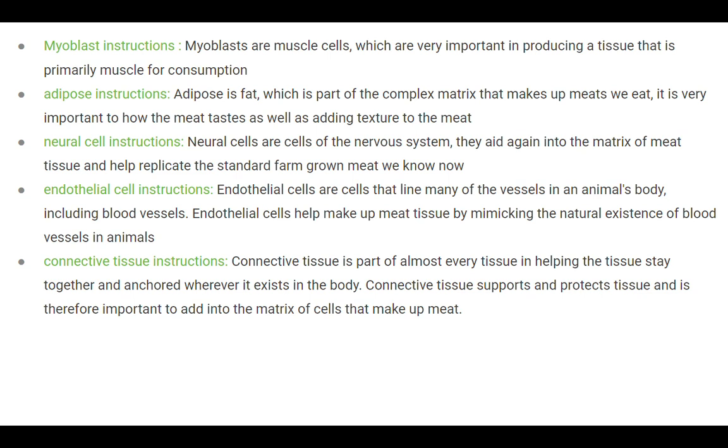The last correct answer in this activity was connective tissue instructions. Connective tissue is part of almost every tissue, and as kind of the basement foundation, it helps tissue stay together and anchored wherever it exists in the body. Connective tissue supports and protects tissue and is therefore very important to add into the matrix of cells that make up meat. So this is another one that helps with the consistency and the feeling we get from normal traditional meat. So it's important for this cell cultured meat.